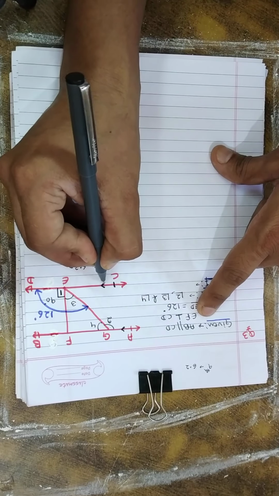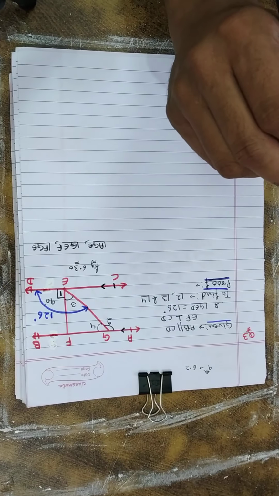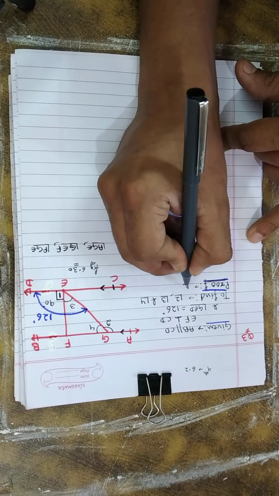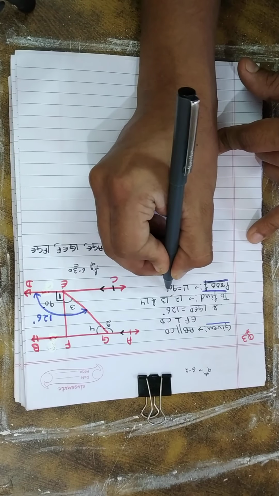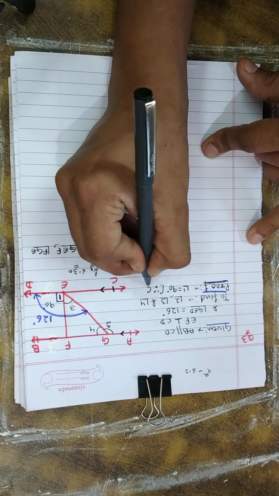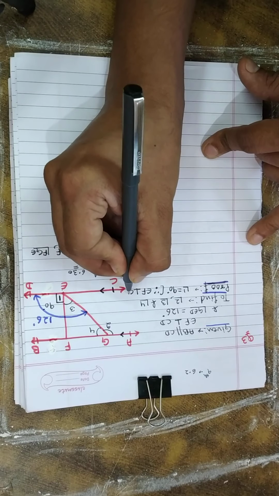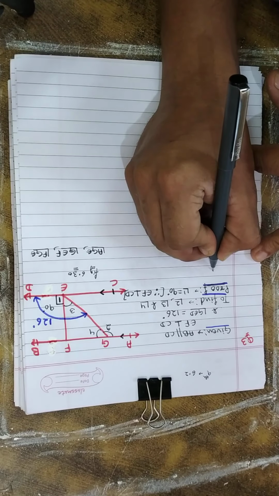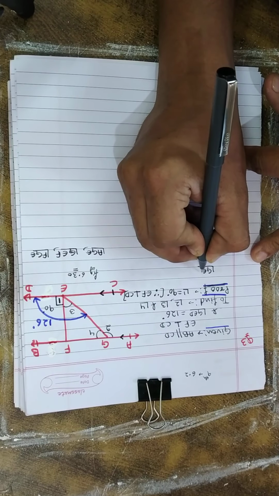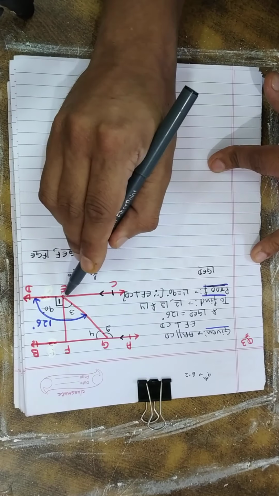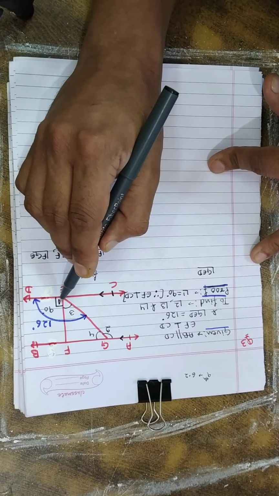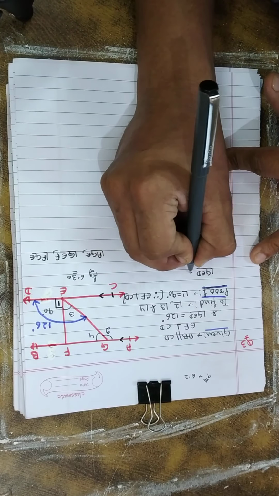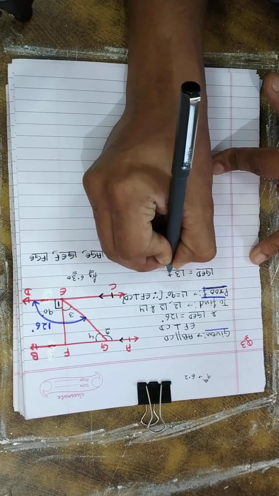So AB is parallel to CD. Now how can you find it? First of all, it is given that angle 1 equals 90 degrees. Reason: EF is perpendicular to CD. Now you can easily see that angle GED is a combination of angle 3 and angle 1. So I can write that angle GED equals angle 3 plus angle 1.